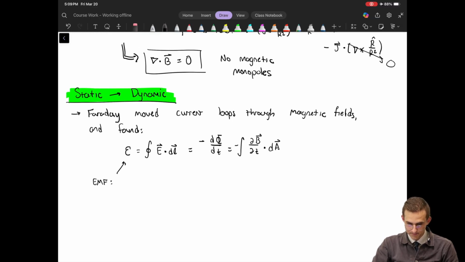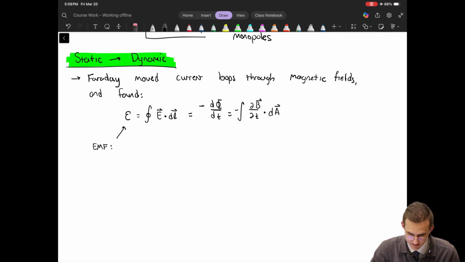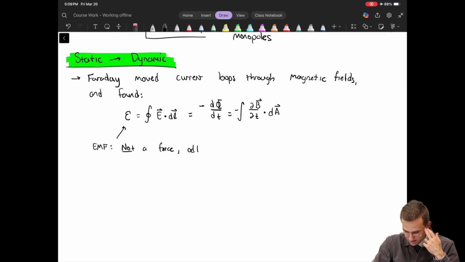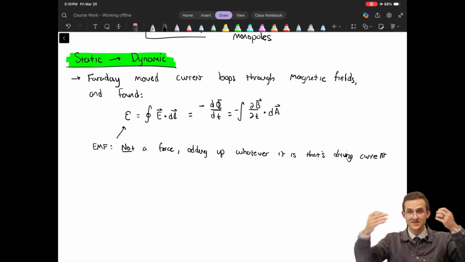Okay, and then we use Stokes' theorem. But I should clarify: the EMF, or electromotive force, is not a force. This is a misnomer. It's an integral of force per charge. To put it simply, you're adding up whatever it is that's driving the current along the loop. So you can write that as the integral of the E field, because it is E fields that drive current.